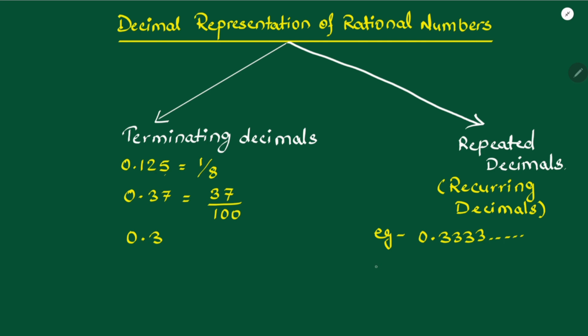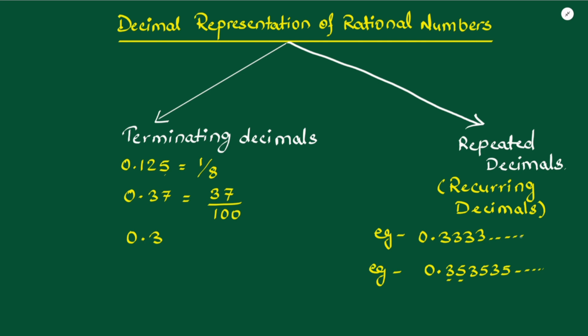There could be one more example. I can write 0.353535. So this one right here, we can see this 3 and 5 both are repeating in the same sequence, one after the other. So this one is also a recurring decimal.